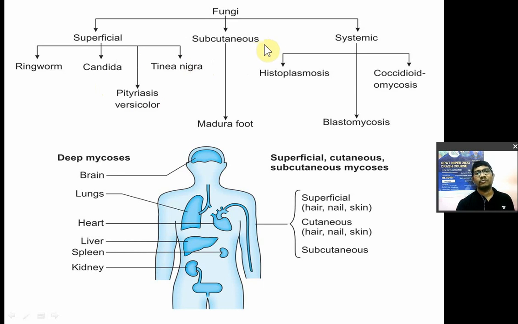Now there are certain fungi which can invade the subcutaneous tissue and cause subcutaneous mycosis, for example Madura foot. Then, if the fungal infection is in the systemic circulation or blood, it is known as systemic mycosis. अगर फंगस ने आपके ब्लड में भी इन्फेक्शन कर दिया तो उसको बोलेंगे सिस्टेमिक माइकोसिस. So systemic mycosis is caused by, for example, histoplasmosis caused by Histoplasma, blastomycosis caused by Blastomyces, coccidioidomycosis caused by Coccidioides fungus, right?